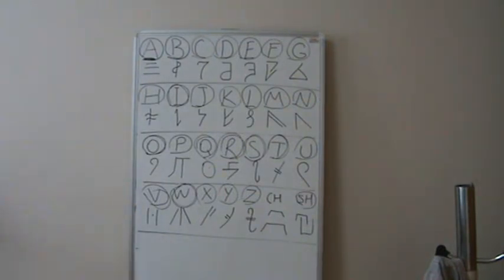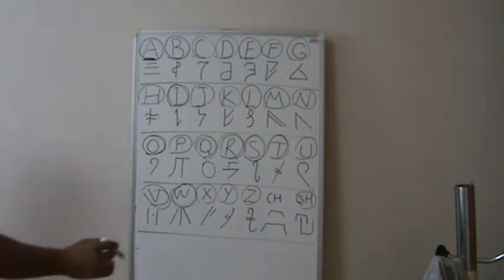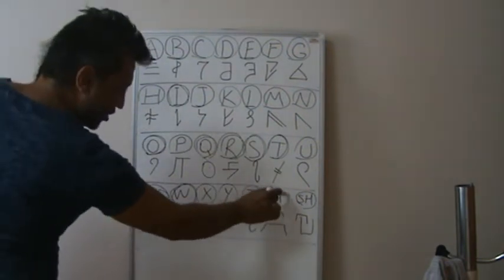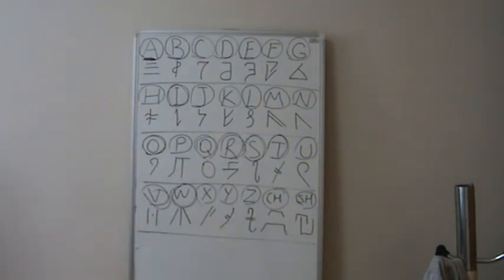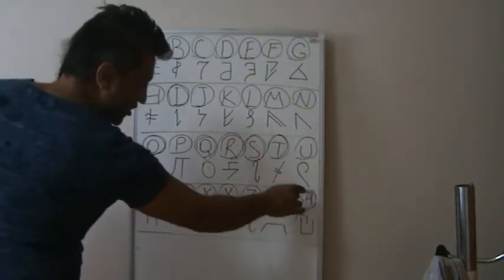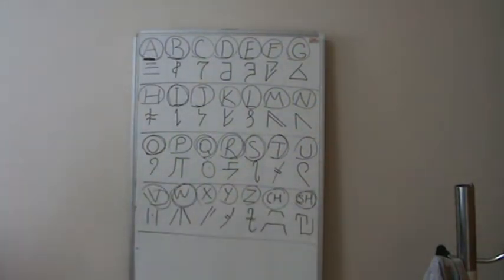And we have two digraphs, as I mentioned earlier. The first one is the ch sound, like chimpanzee. And the last one is the sh sound, like shine. So these are the pronunciations of all the letters in the Kun alphabet.